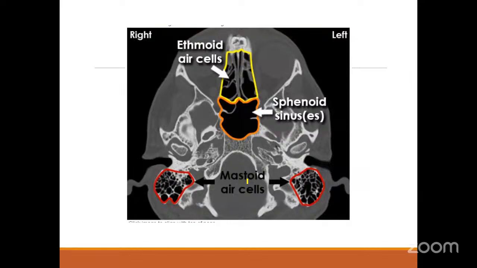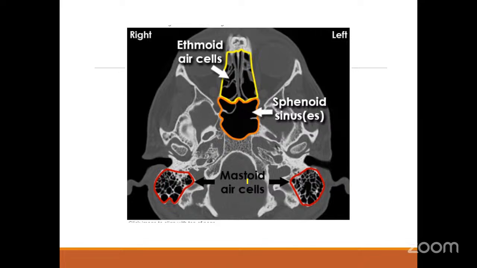This image would show you a depiction of various sinusoidal cavities lying within our skull. We have ethmoidal air cells. Posterior to it, we have the sphenoid cells. We have the mastoid air cells, and maybe maxillary sinus is not depicted in this image.